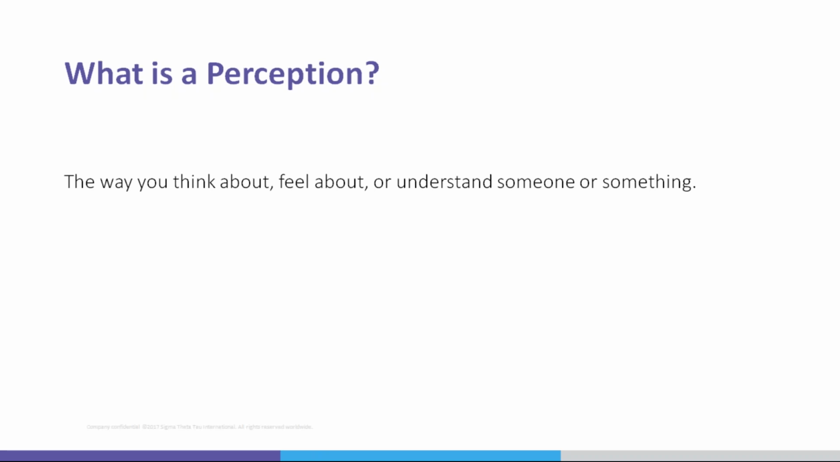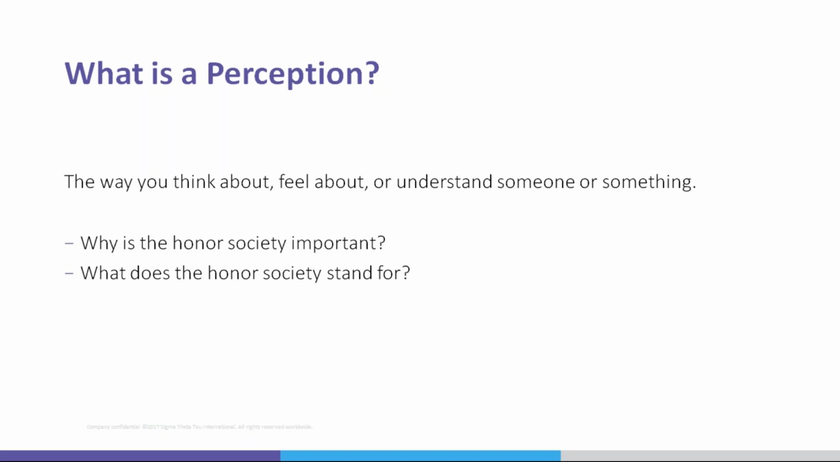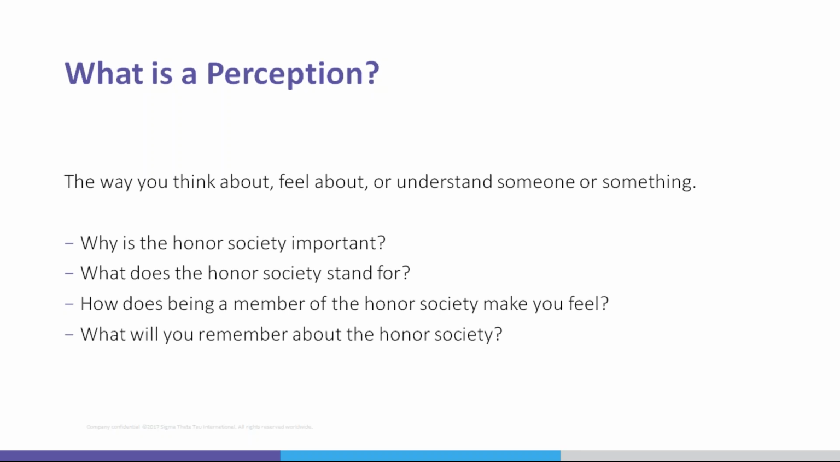A perception is the way you think, feel about, or understand someone or something. Think about how you want members to answer these questions about the Developing Honor Society. Why is the Honor Society important? What does the Honor Society stand for? How does being a member of the Honor Society make you feel? And what will you remember about the Honor Society? The perception that the member has of the Honor Society will influence the way that they will answer these questions.